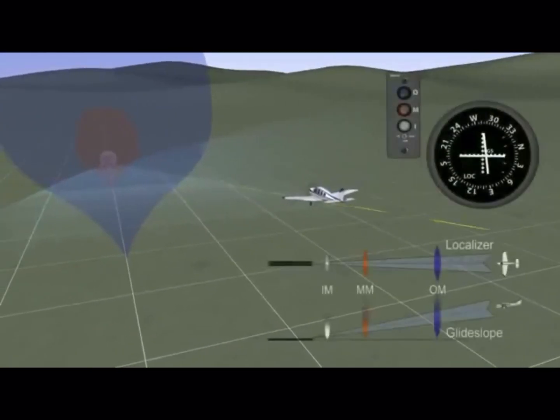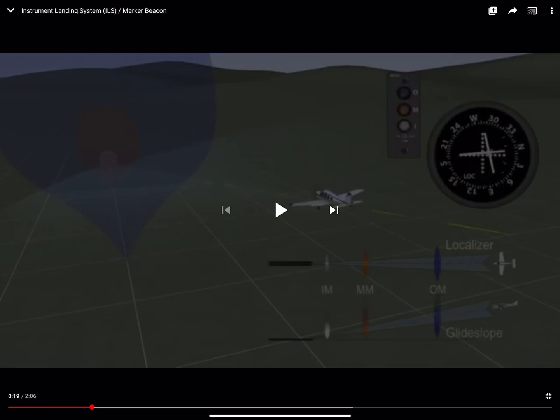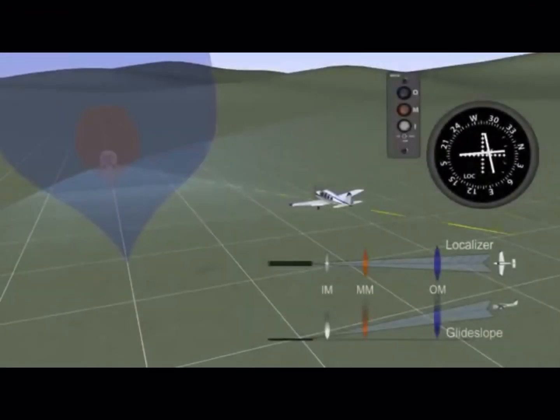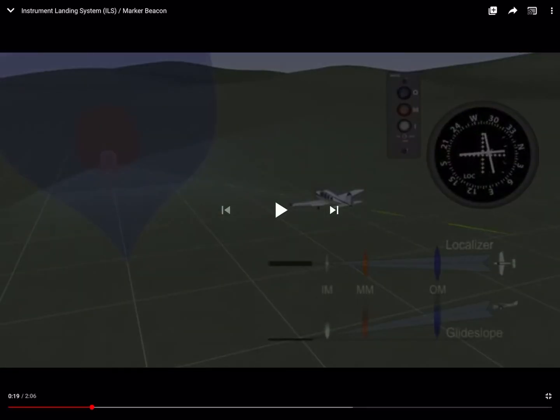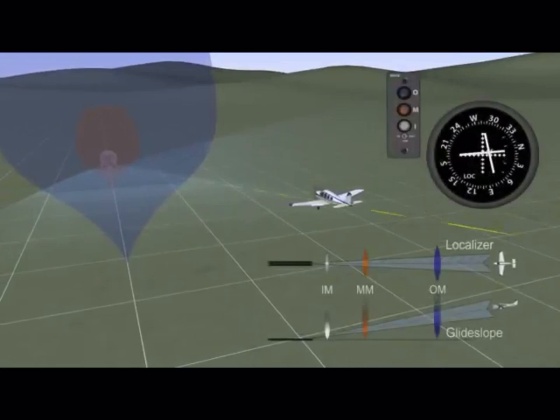As this aircraft comes in, I'm going to pause it real fast. I can't draw because this is in YouTube, but you can see in the top right we have our localizer and glide slope indicator. It's these two bars that move around. The vertical one, the one that is up and down, is our localizer. It tells us whether we are to the left or to the right of course. And the one that is horizontal tells us whether we are above or below glide slope.